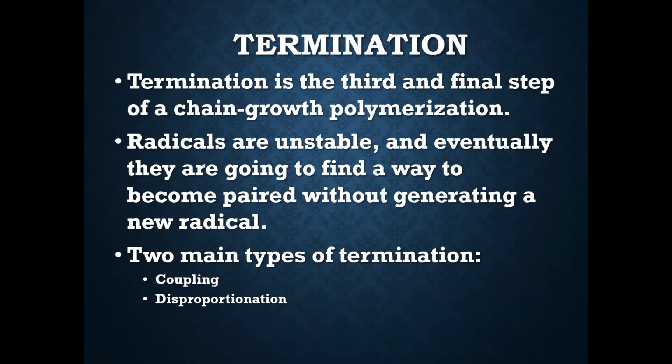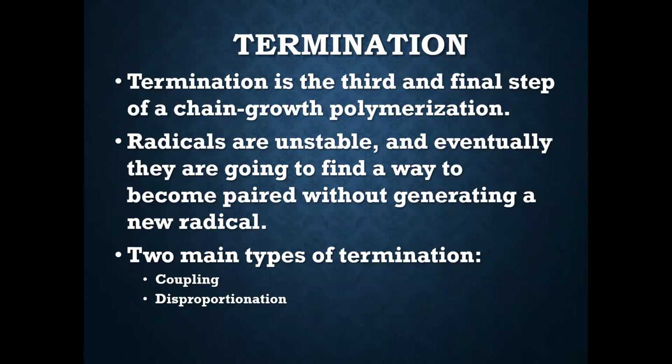So this is the third and final step of the chain growth polymerization. Usually radicals are unstable, so they will try to find a way to become paired without generating a new radical. As more monomers are added, a longer free radical is formed, but this free radical is searching for a way to be paired without generating a new radical to become stable.